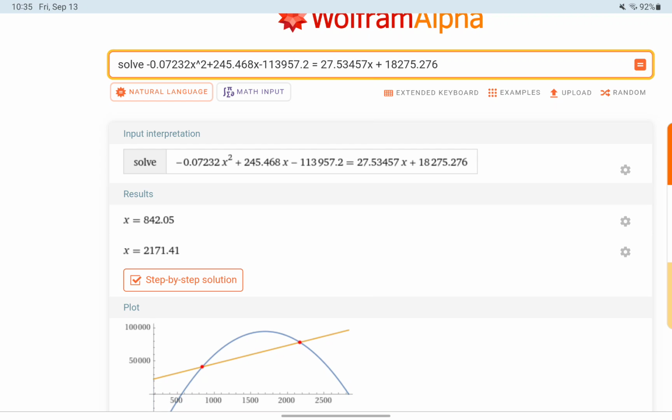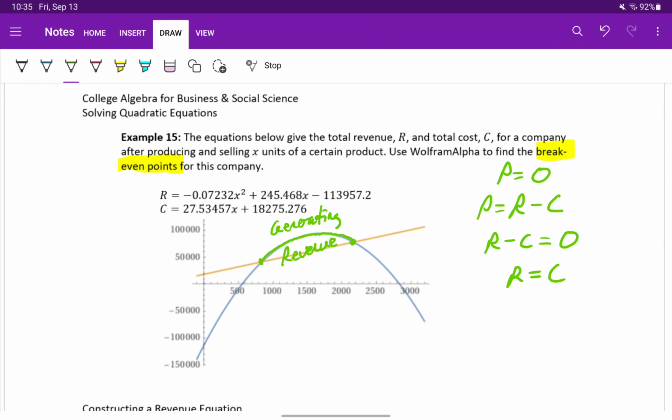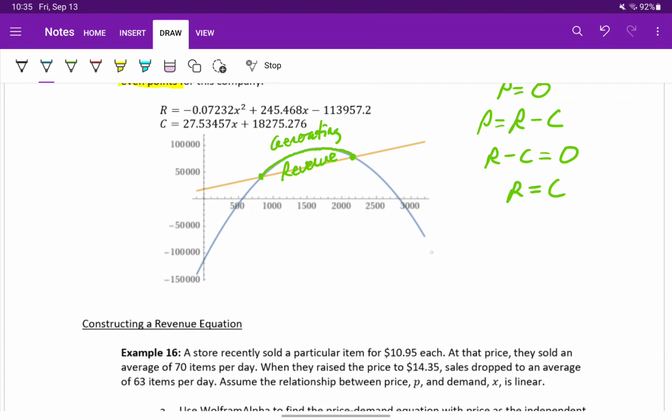This will give us 2 results that are already in approximate form in this case, 842.05 and 2171.41. We're solving for x, which is still units produced, so rounding those to the nearest whole number tells us that we would want production levels of approximately 842 units or 2,171 units. Those would be our break-even points, meaning if our production is somewhere between those 2 values, we're in a region where our company is generating revenue, generating profit because we're generating revenue.